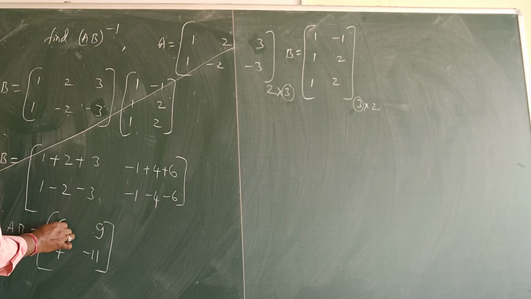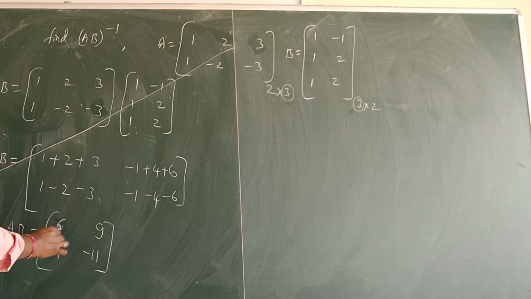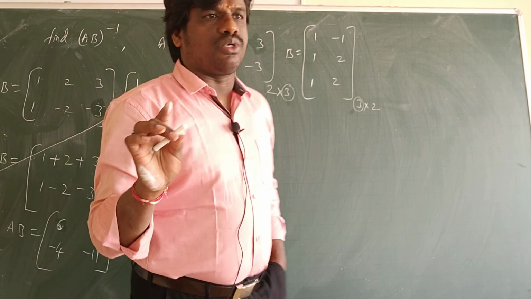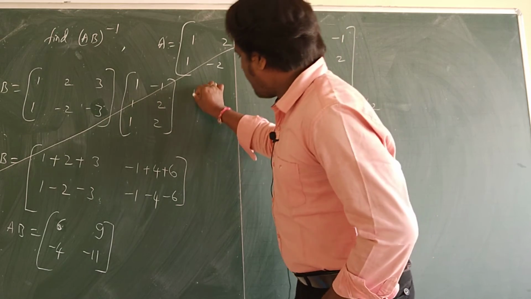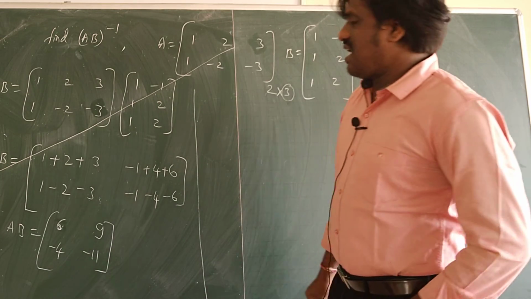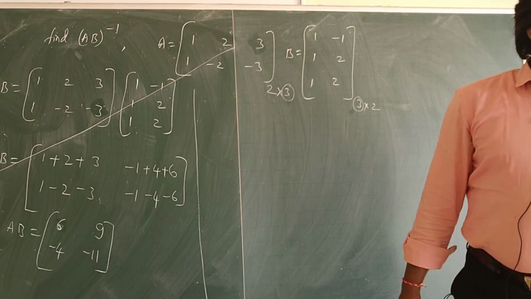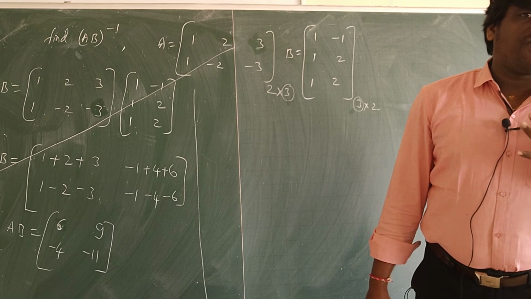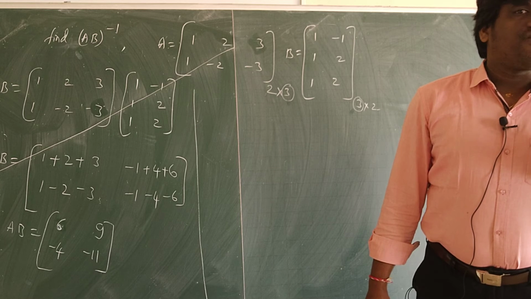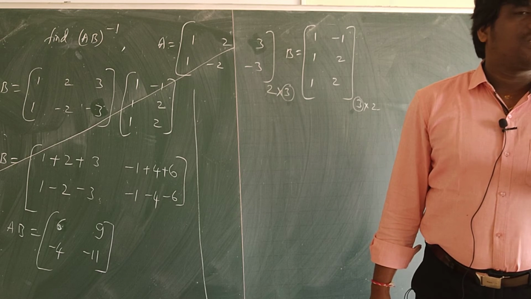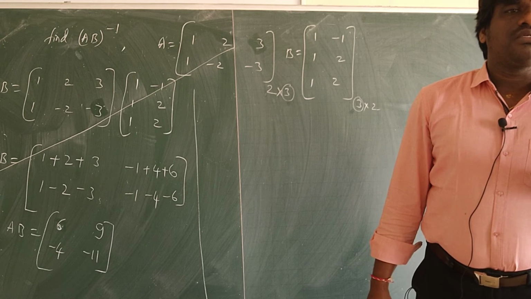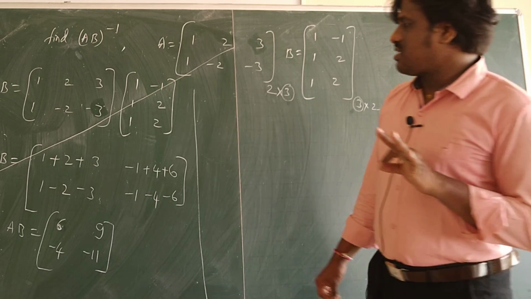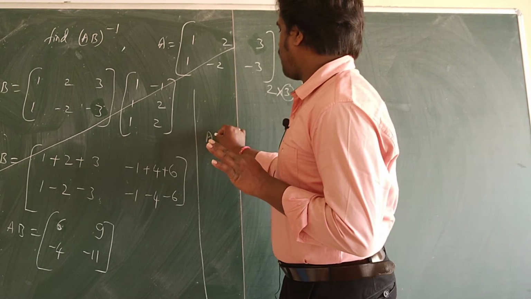Now, we have to find out (AB) whole inverse. See, (AB) whole inverse, you can do by 2 methods. One method is applying the direct formula. Another is doing cofactors. Tell me, do you want to find cofactors or use the direct formula? Formula. If it is formula, you should write the formula first.